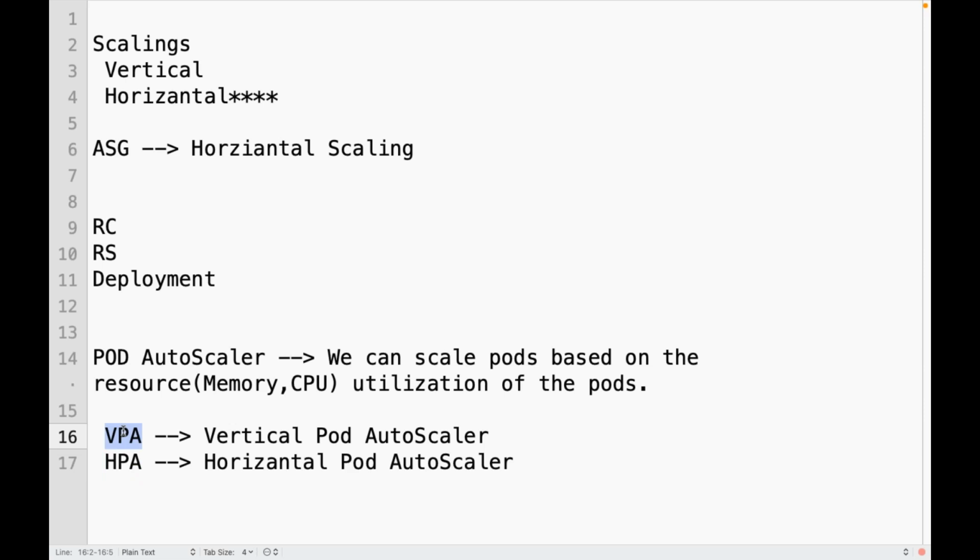What is vertical pod autoscaling? We are not going to do vertical. What is vertical autoscaling? Instead of scaling the pod, we change the capacity of the pod. We can increase the resources for your container, your pod, but no one will use that. This one, horizontal, is widely used.